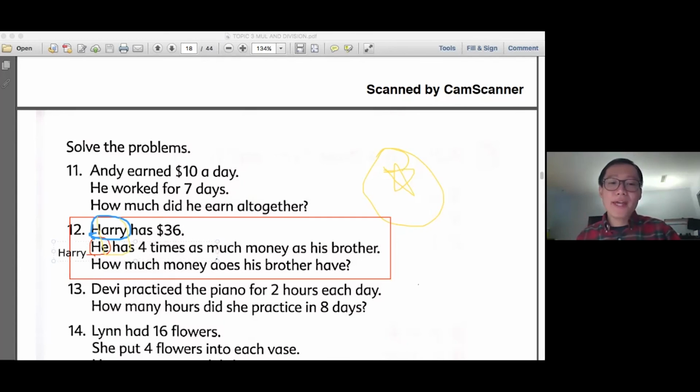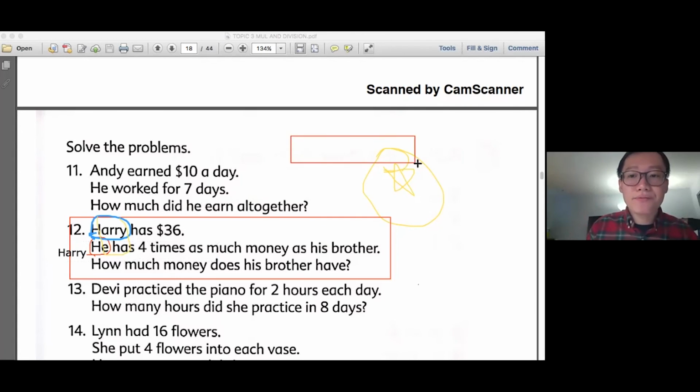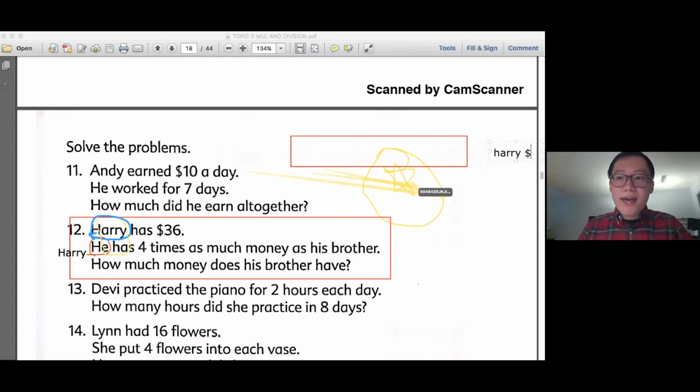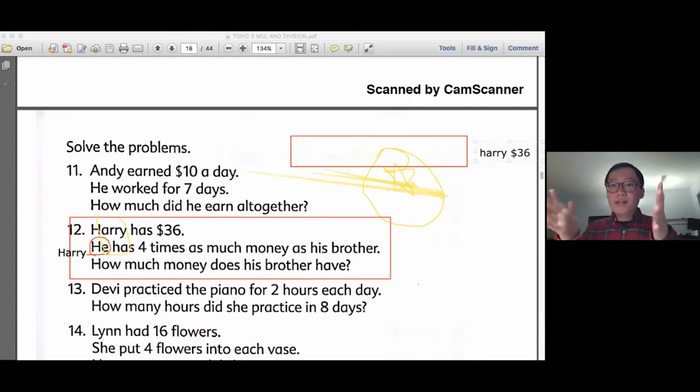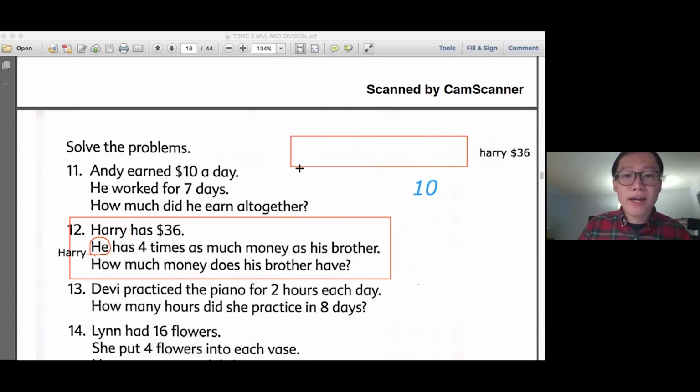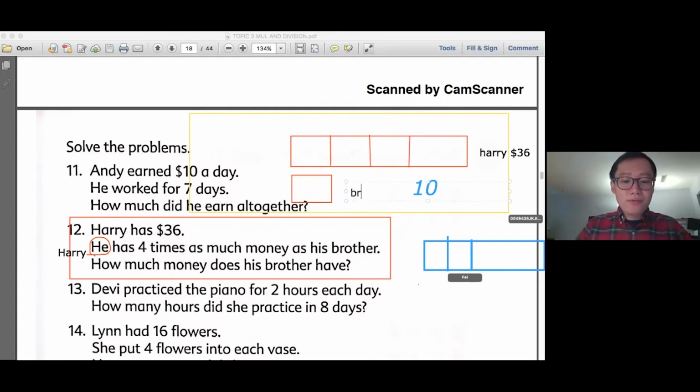So we can say Harry has 4 times as much money as his brother, right? So let's do a bar for Harry. This bar is for Harry. And he has $36. Harry has $36. If Harry has 4 times as much money, his brother is going to only have a quarter of the money, right? A quarter, like that much. Basically, you want to divide Harry by 4, okay? And 1 out of the 4 will be his brother's. So the bar below will be his brother.